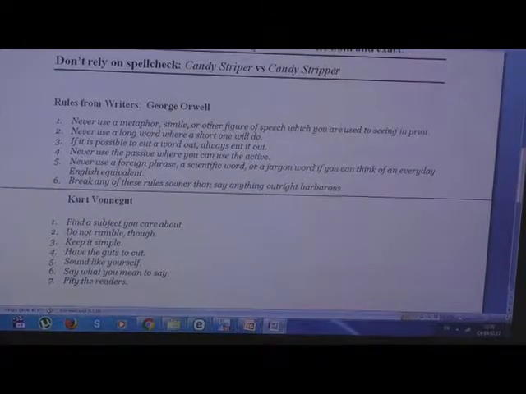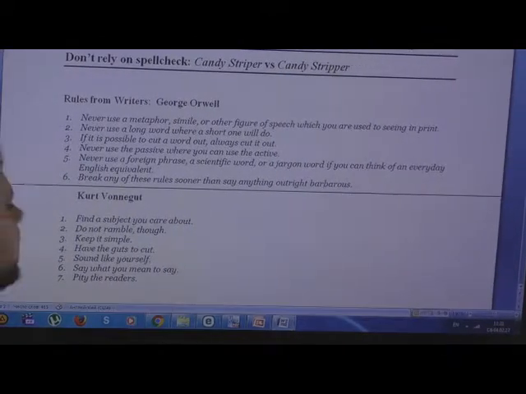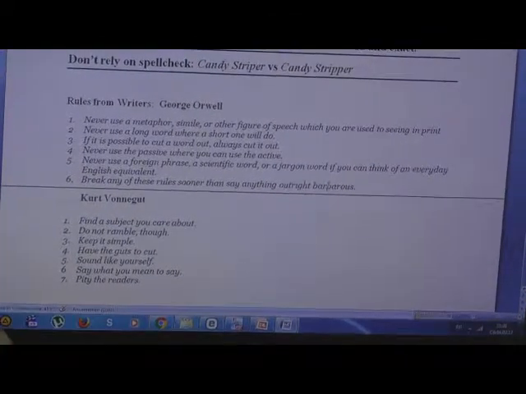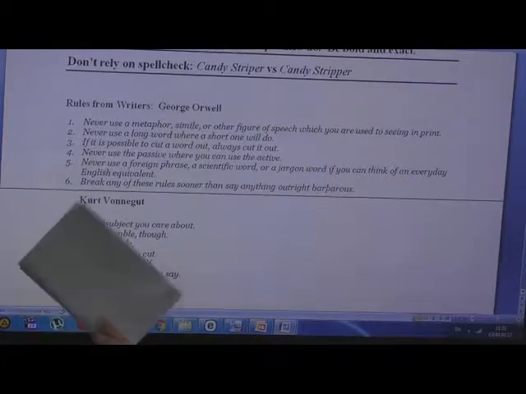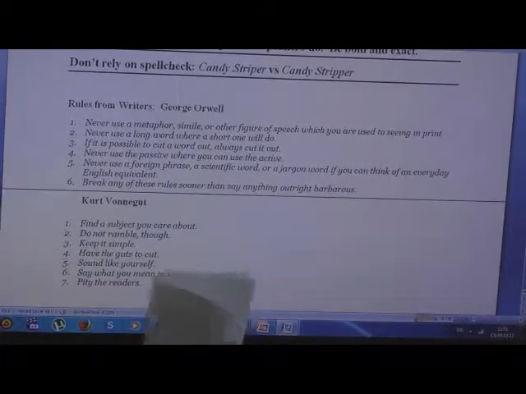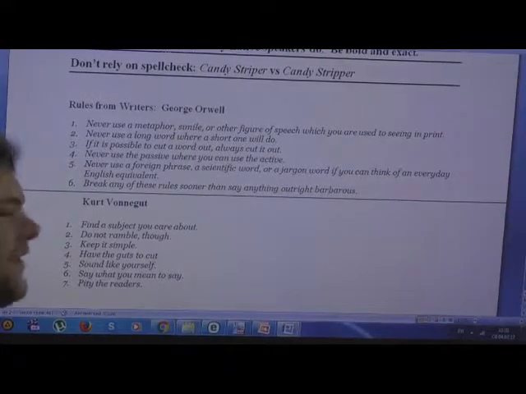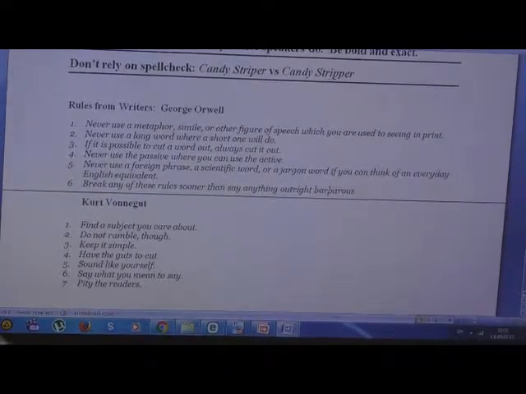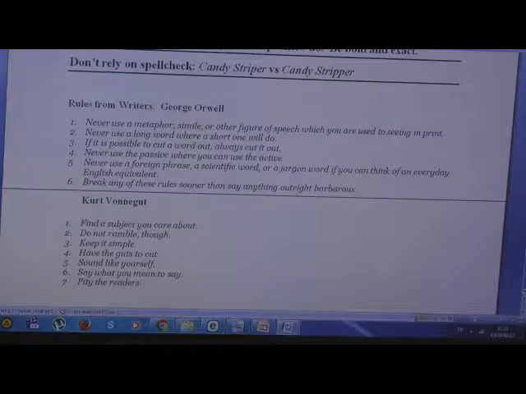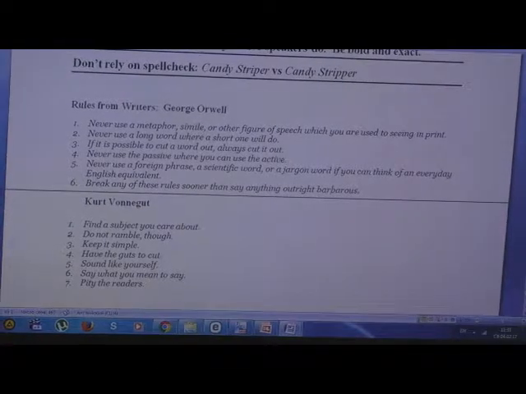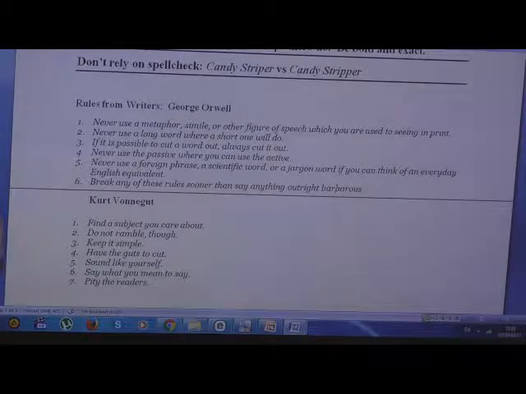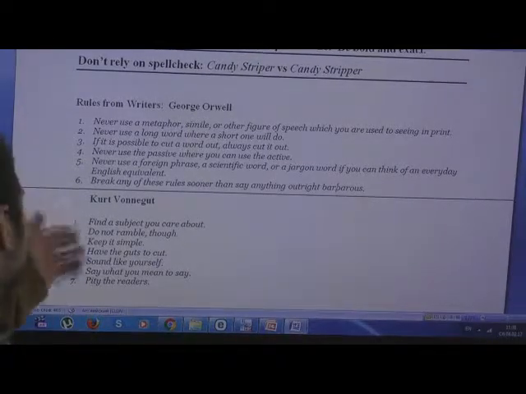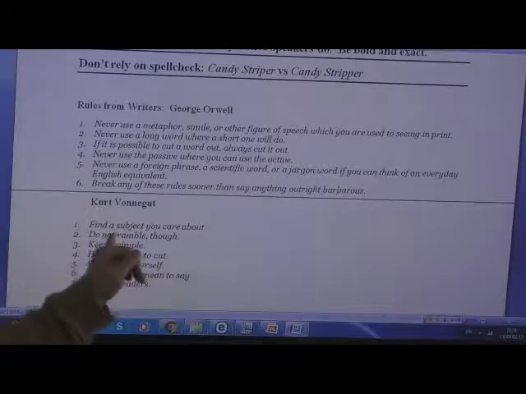Never use a foreign phrase, a scientific word, or a jargon word if you can think of an everyday English equivalent. Okay? You're not going to impress them with the jargon, you know. If anything, you're going to impress them by explaining maybe industry-specific ideas in everyday language. That's impressive. To be able to explain something like that.